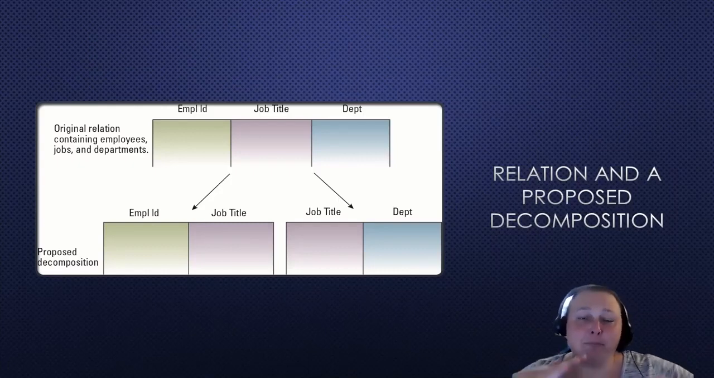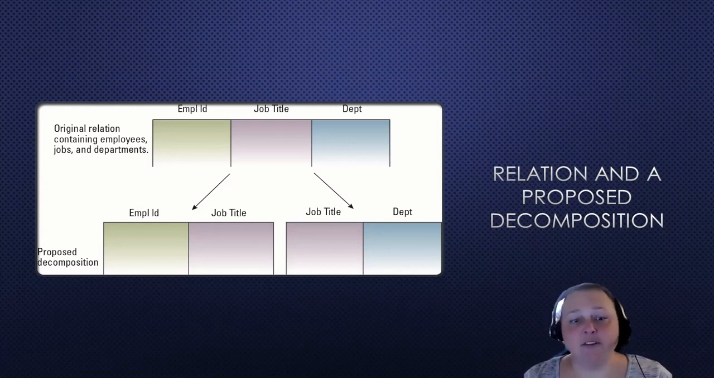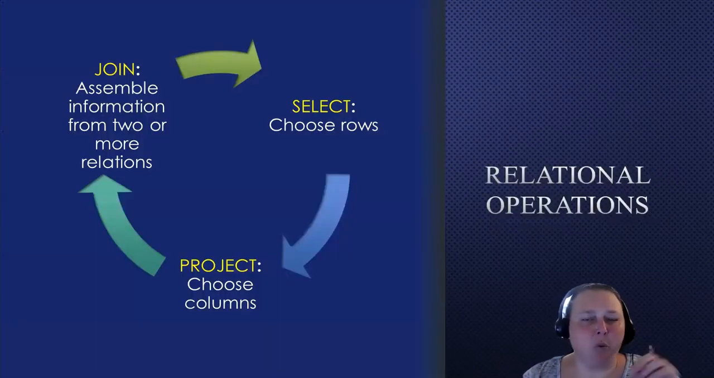So you're breaking that relation up into 2 separate relations that are being connected by that job title. So you can see you're still connecting the information, but you're using one of the attributes instead of multiple. Some relational operations that you can do, you can select.